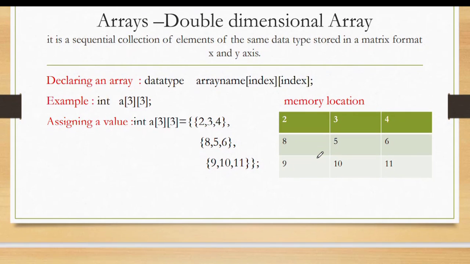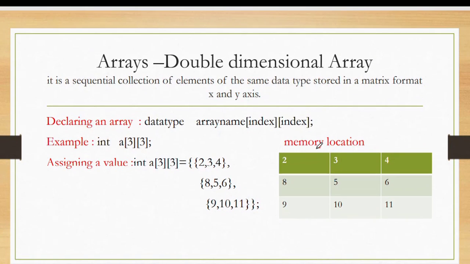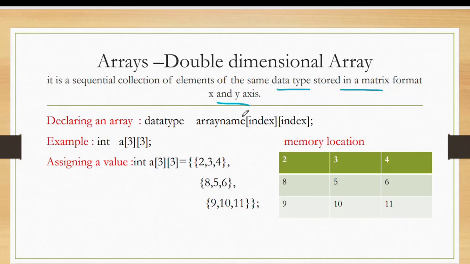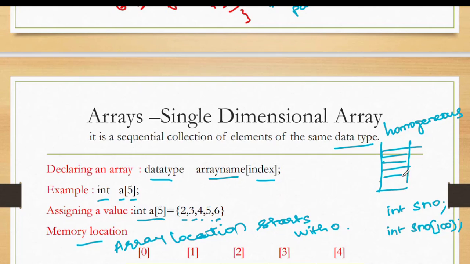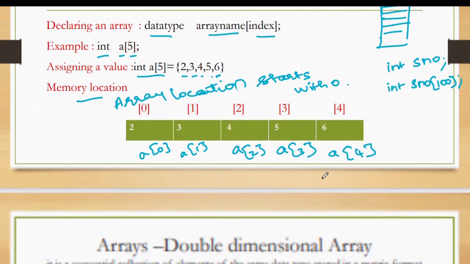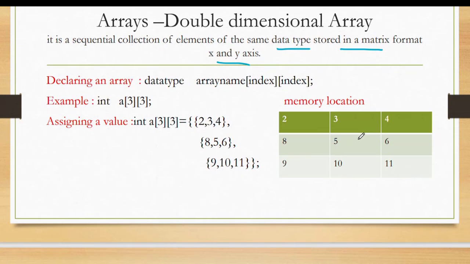The next one is the double-dimensional array. It is a sequential collection of elements of the same data type stored in a matrix format. Previously we have seen a stack-like structure, so here it is only one row, right? If I want to store the data in a matrix format, that is called a double-dimensional array. It is stored in matrix format, that is in x and y axis.